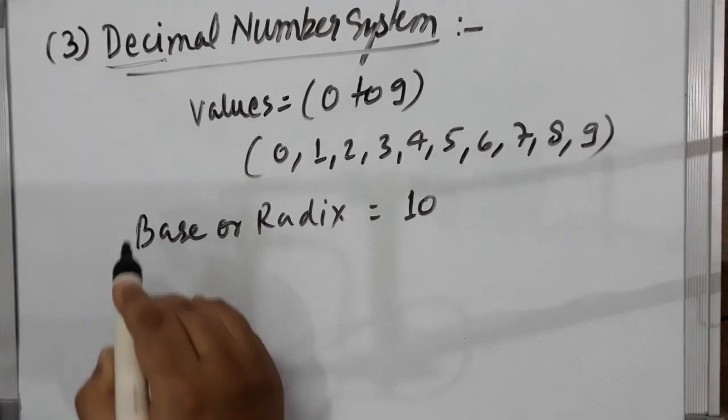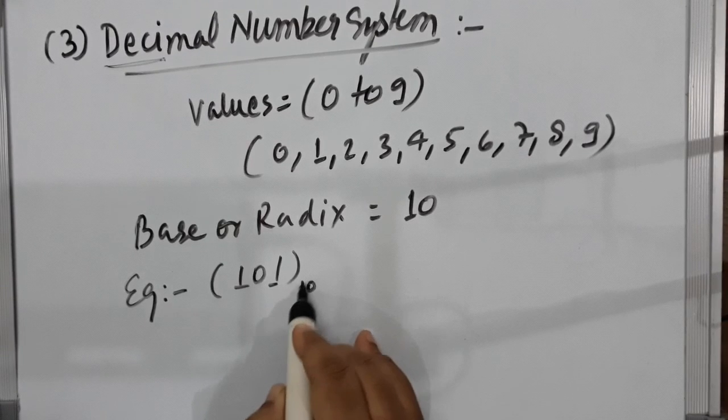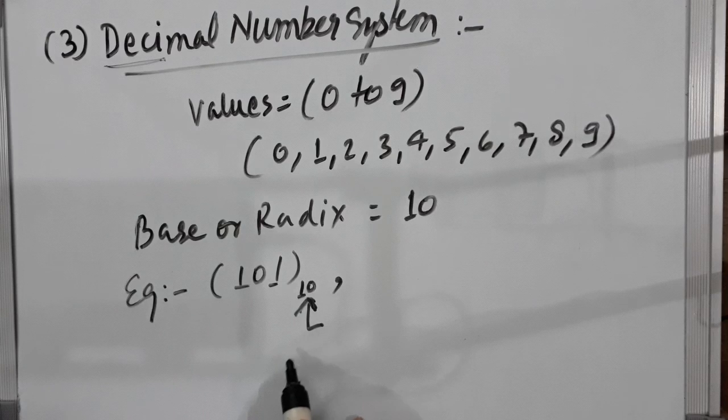And taking an example, 101 can also be a decimal number. It depends on the base. Like this base, whatever we are writing here: if I write 101 and I write 10 here, it is decimal. If I write 101 and I write 8 here, that means it is octal.